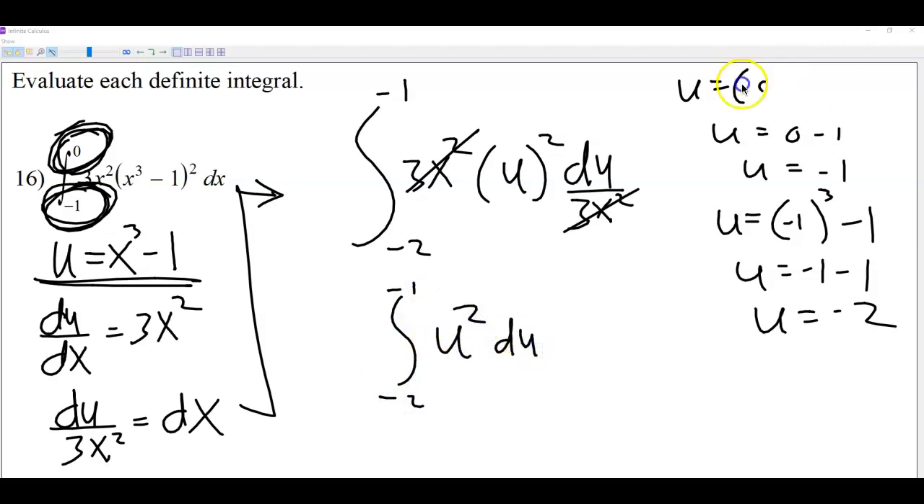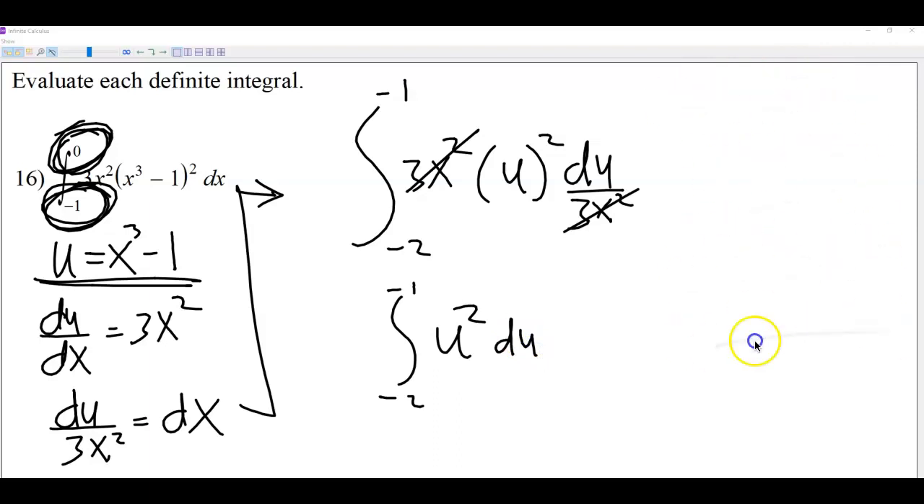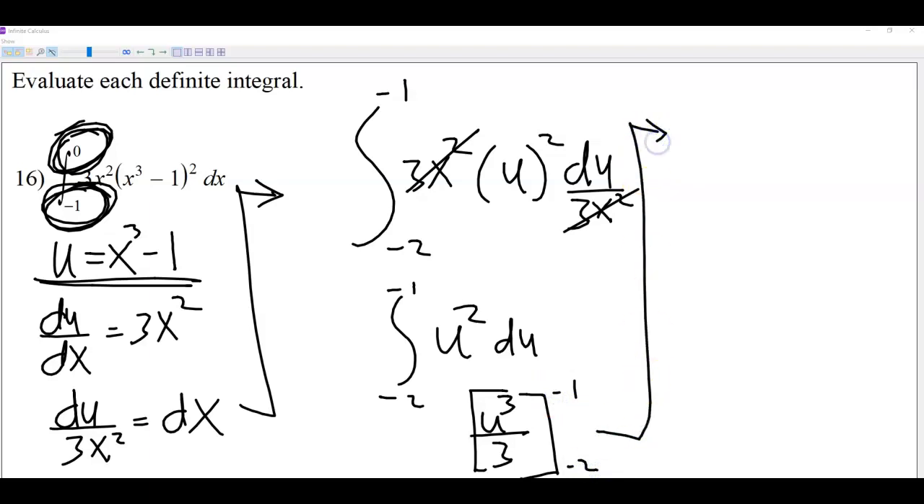All right, from there we're ready to go ahead and begin our integration. So if you integrate this, you're going to add 1 to the power and divide by that value. And when you do definite integration, you don't need a plus c. All right, the next thing I'm going to do is our fundamental theorem of calculus. So we're going to have bracket minus bracket. And inside the brackets, we're going to have this, but with parentheses where the u was.